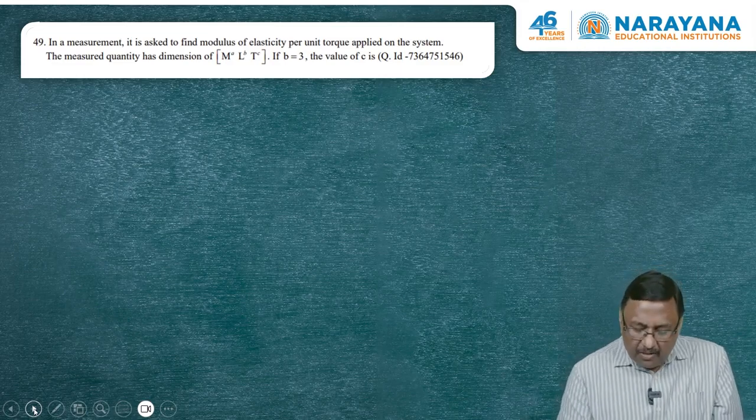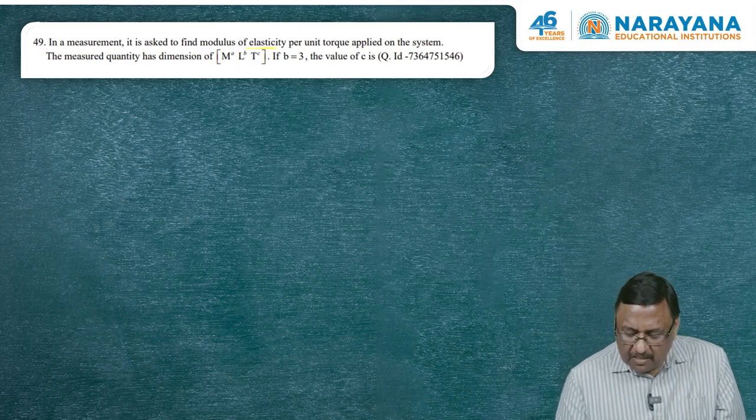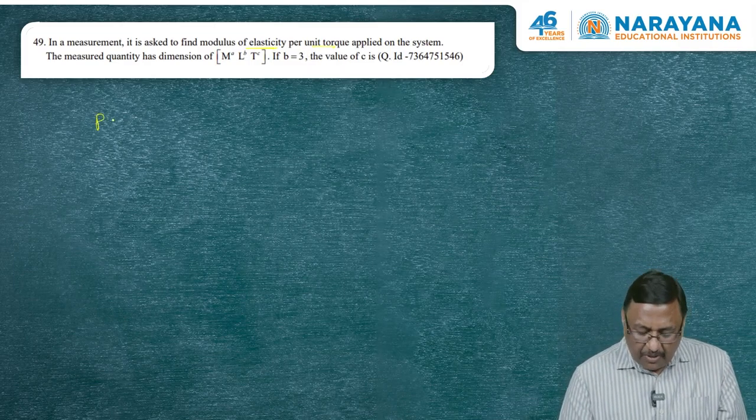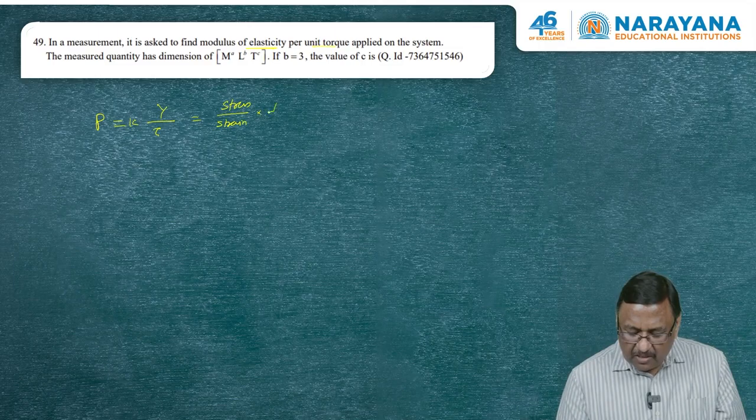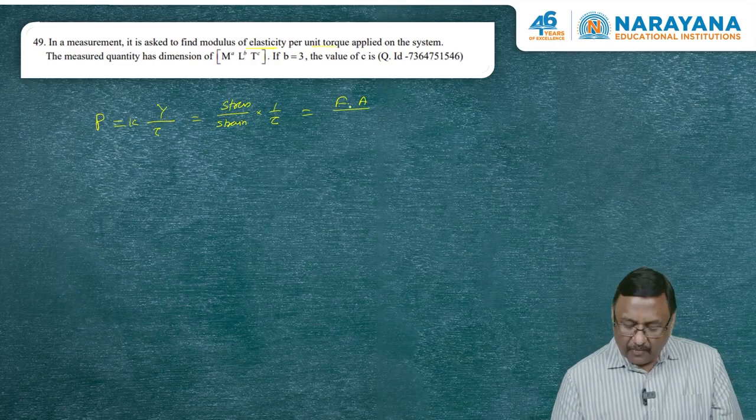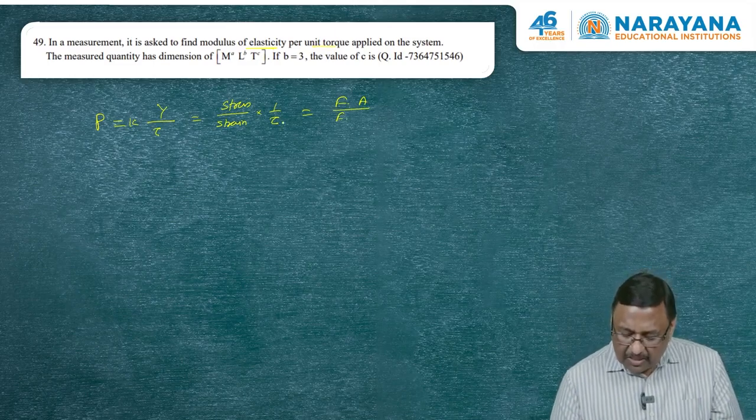Okay, no problem. In this question, he is asking modulus of elasticity per unit torque. So the physical quantity P is, with some proportionality constant if you want, modulus of elasticity per unit torque. So it is modulus of elasticity, let me say Y or Young's modulus, divided by torque. Elasticity is going to be stress divided by strain. Strain has no dimensions. Stress is force upon area, and torque is force into length.